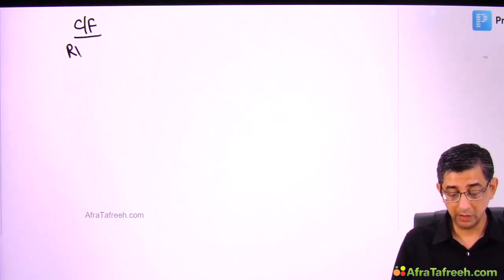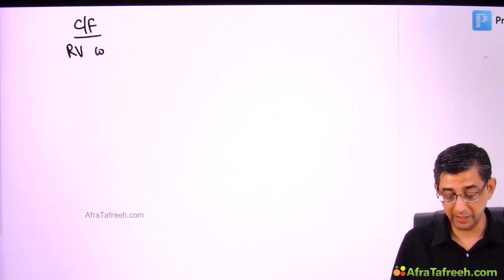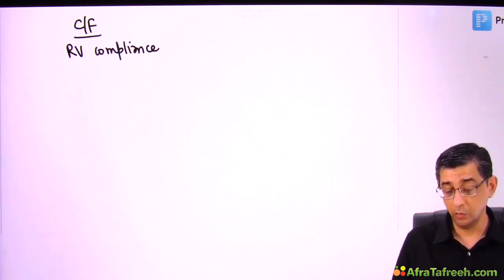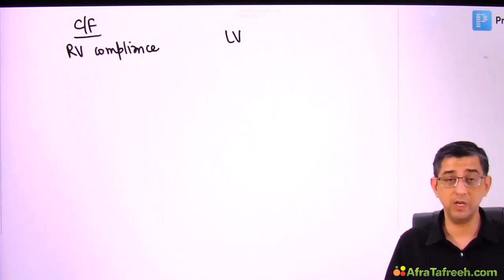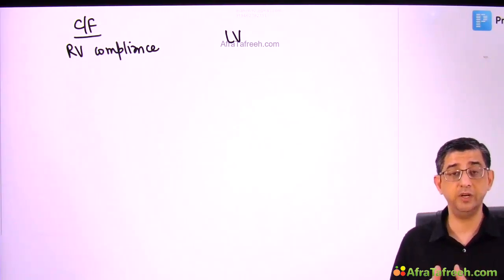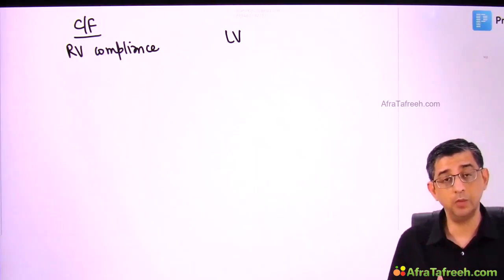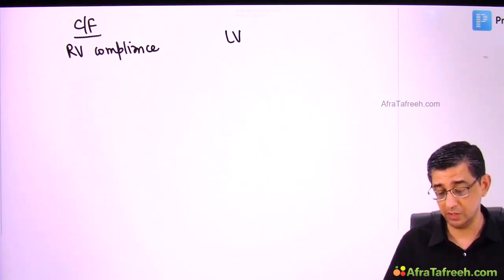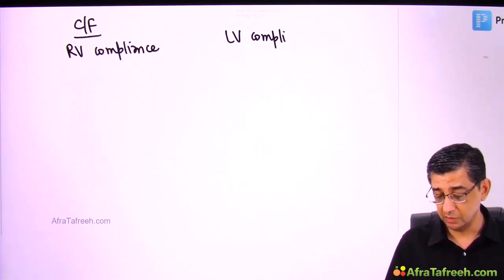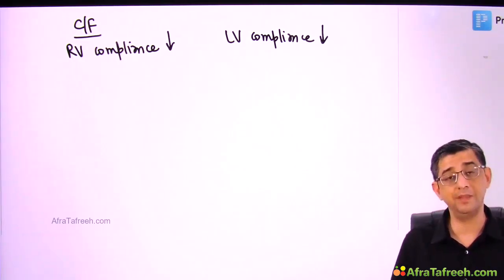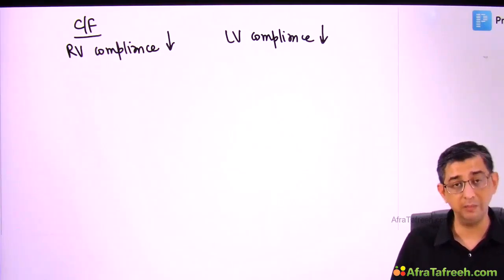I want to tell you that right ventricular compliance will be reduced and left ventricular compliance will also be reduced, but the symptoms of right ventricular compliance will become obvious earlier. Why that is so is because the right ventricle has lesser muscle, so even a little bit of fibrosis will affect its functioning, whereas the left ventricle has more muscle and is more powerful, so it will require more fibrosis to develop for the manifestations to occur. So I repeat once again, the features of reduced right ventricular compliance will appear first, and then the left ventricular compliance reduction would manifest.